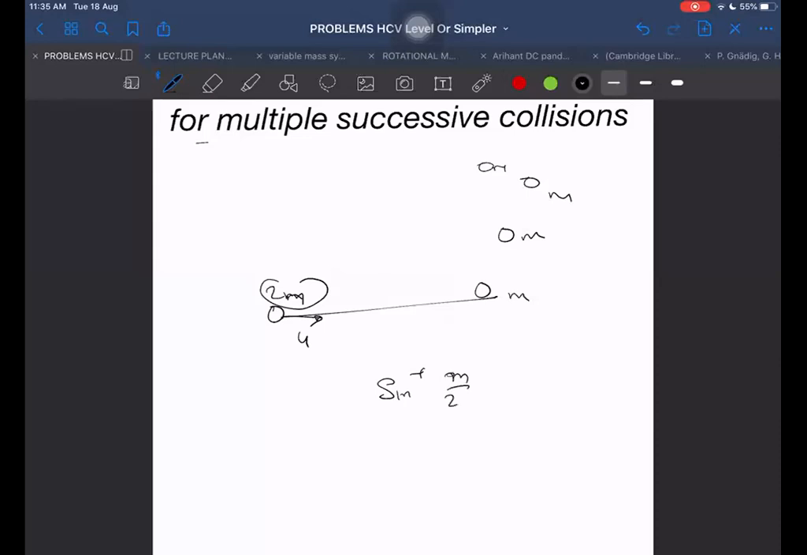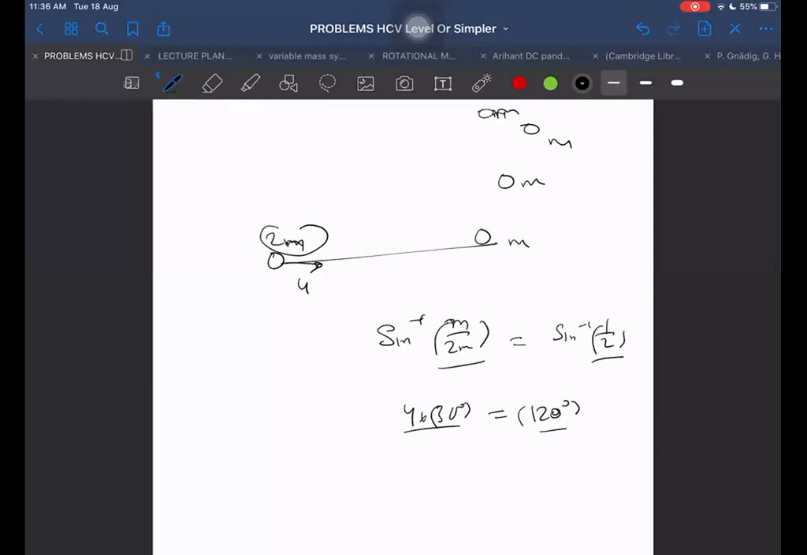I know that by striking with 1, the maximum possible angle of deviation it will obtain is sine inverse of m by 2m, that is sine inverse of 1 by 2, which is 30 degrees. So with 1 it is obtaining 30 degrees. Then with 4, how much will it obtain? 4 into 30, that will be 120 degrees. Right?